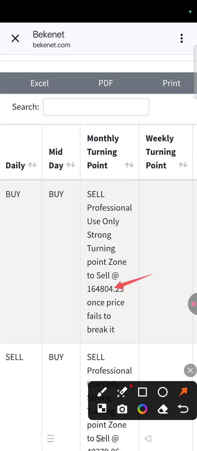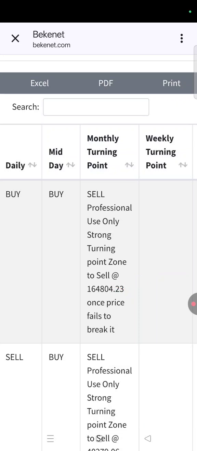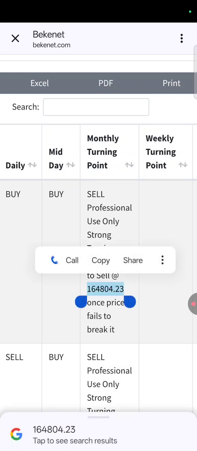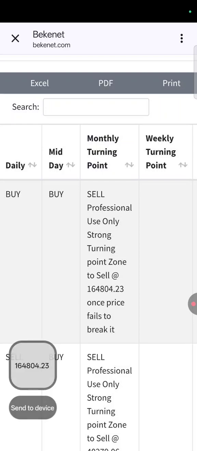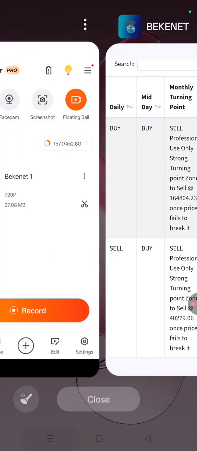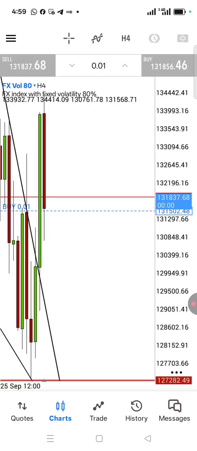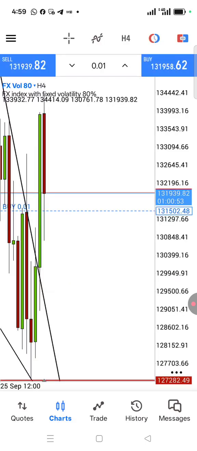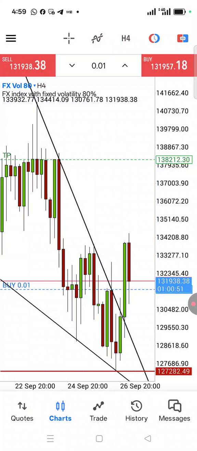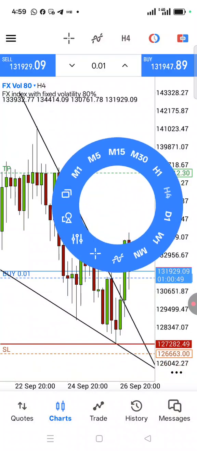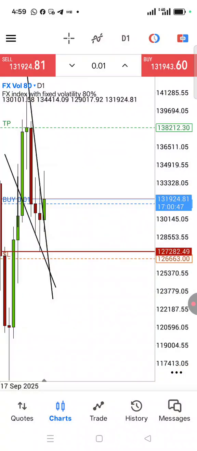So this is, I'm going to copy it now. I already have it, but let me still copy it to confirm. Okay, so this is 164.804.23. So I'm going to copy it now. Let me go to the chart now. So this is my MT5. Okay, this is my MT5. Okay, so now I'm going to go to daily.